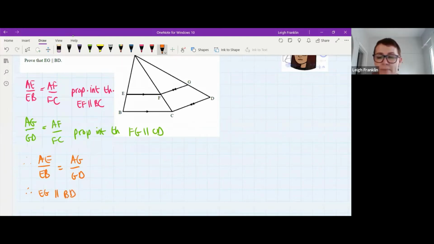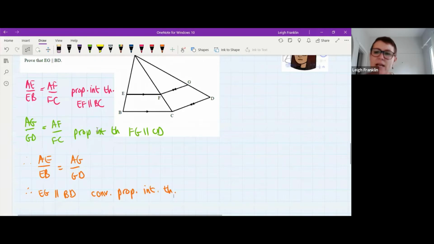Beautiful. And your reason? Converse, well done. Converse proportionality intercept theorem. That was really good. Well done. Good work. That was really nice.